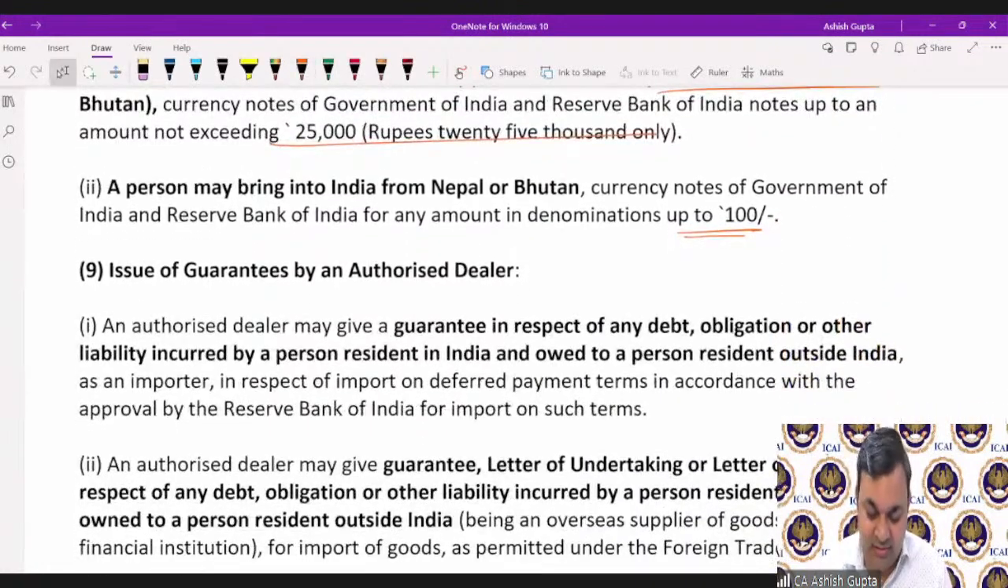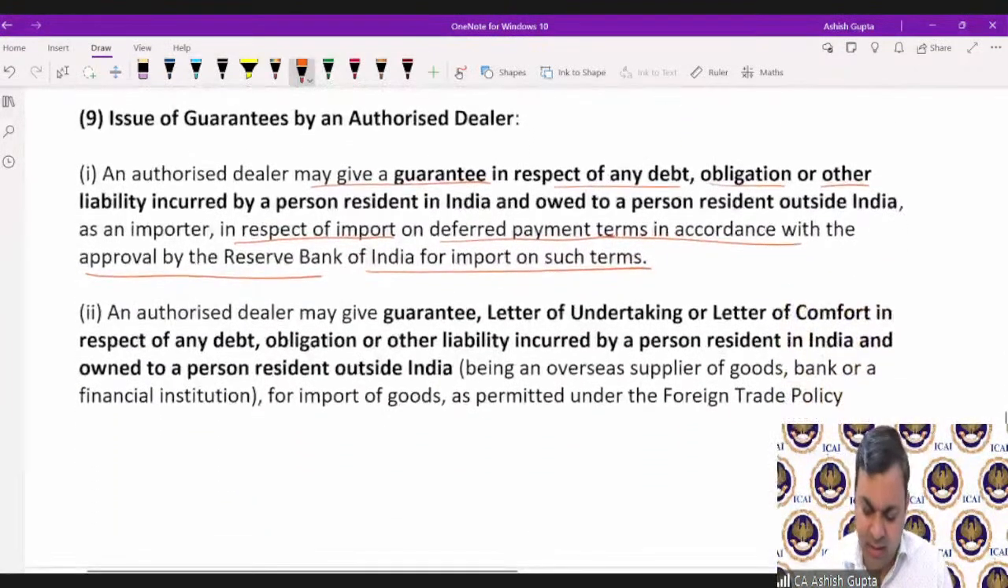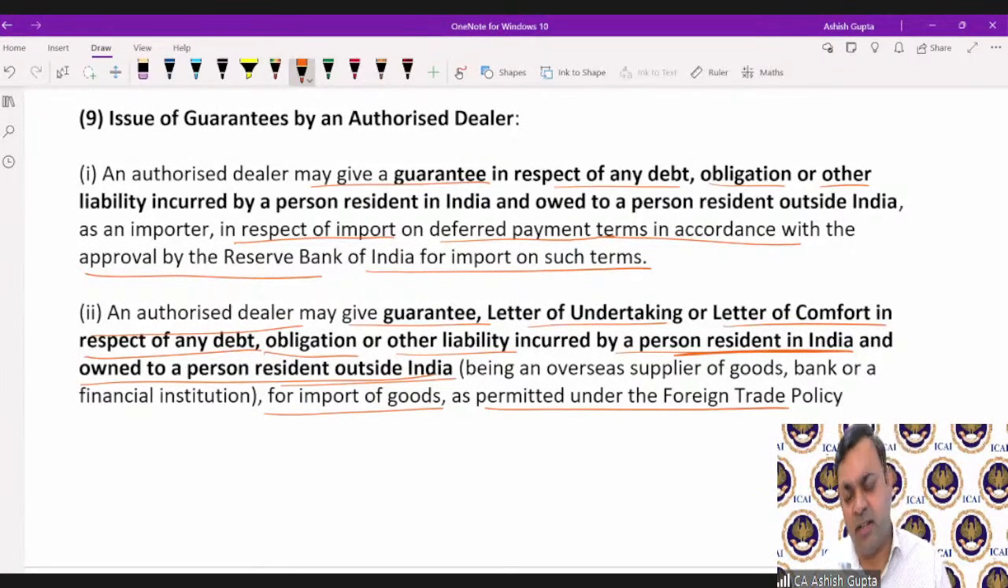Issuance of guarantee by authorized dealer. An authorized dealer may give a guarantee in the form of debt, obligation, or other liability for the Indian importer in respect of import on deferred payment system, because deferred payment system is up to 5 years. With the approval of Reserve Bank of India for import on such terms, an authorized dealer may give guarantee, letter of undertaking, letter of comfort in respect of any debt, obligation, or other liability incurred by a person resident in India and owed to a person resident outside India for import of goods as permitted under the FTP guidelines.